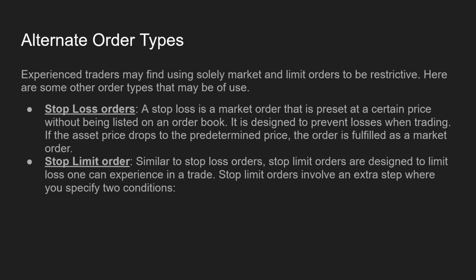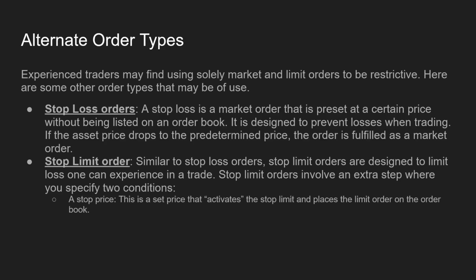And we also see another similar order type, the stop limit order. Now this is similar to a stop loss order. A stop limit order is designed to limit the loss one can experience in a trade. The stop limit order involves one extra step: you can specify two conditions. You can specify your stop price, which is the set price that activates the stop limit and places the limit order on the order book.